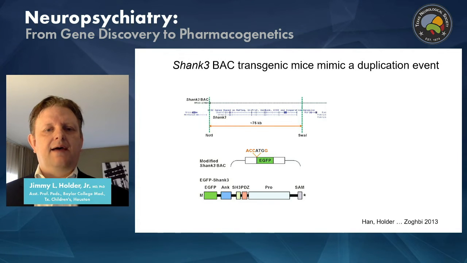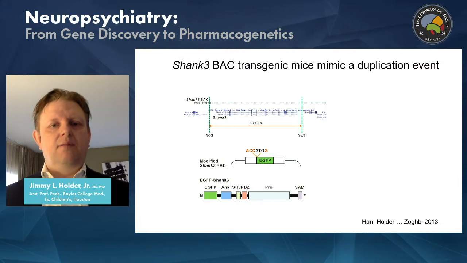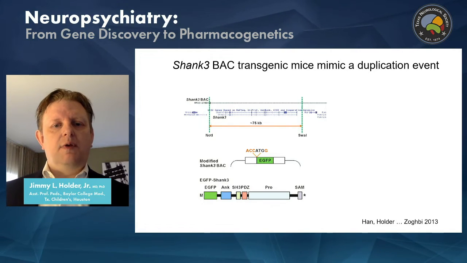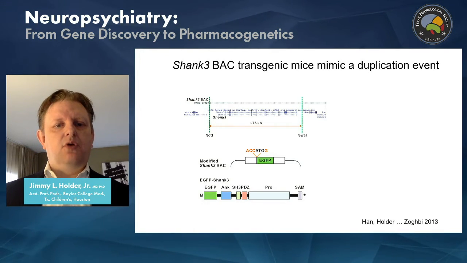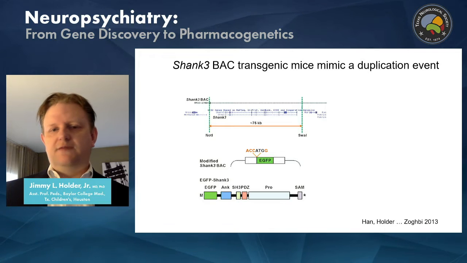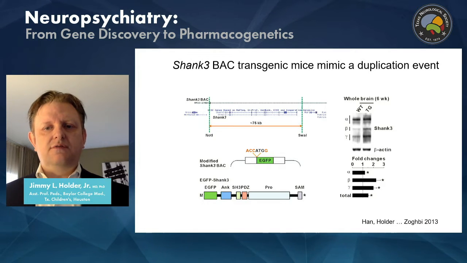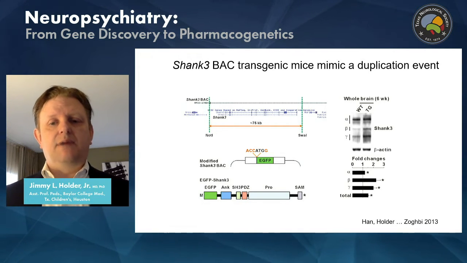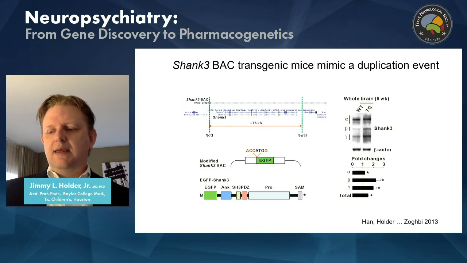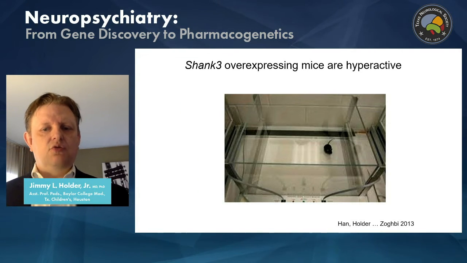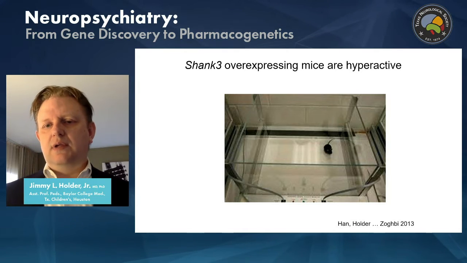And we used mouse genetics, a technique called BAC transgenesis, to overexpress Shank3 in mice to determine what happens both at a behavioral and a molecular level in terms of phenotypes. We created these mice and found that there was, in fact, overexpression of Shank3 by about 50% compared to wild type animals. So in the next few slides, I'll go through some of the phenotypes that we found in these mice relatively quickly to get to some new data that we have.